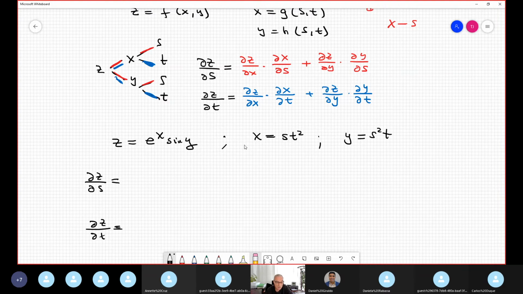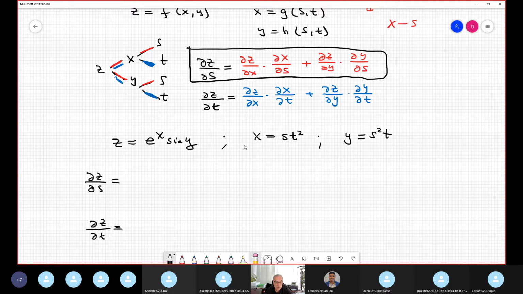Okay, it's our independent variable. So let's compute component by component. Suppose I focus on the first equation, this one. I need the partial of z with respect to x.